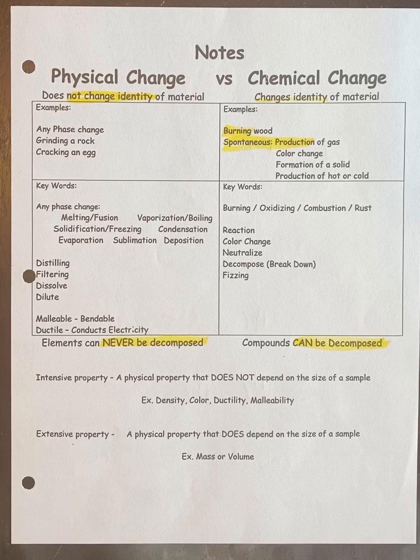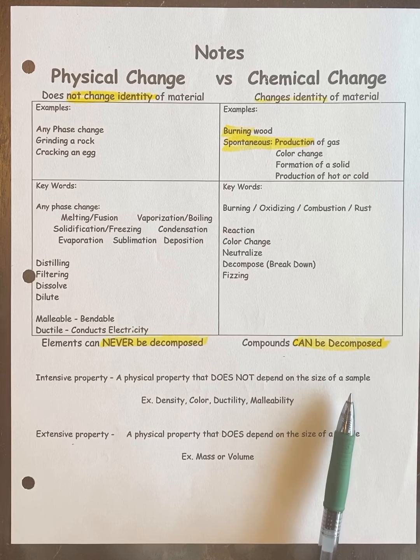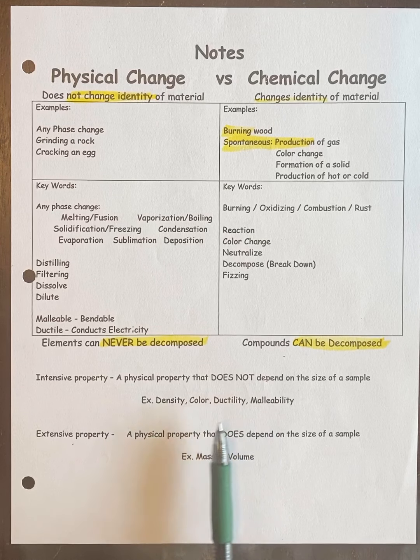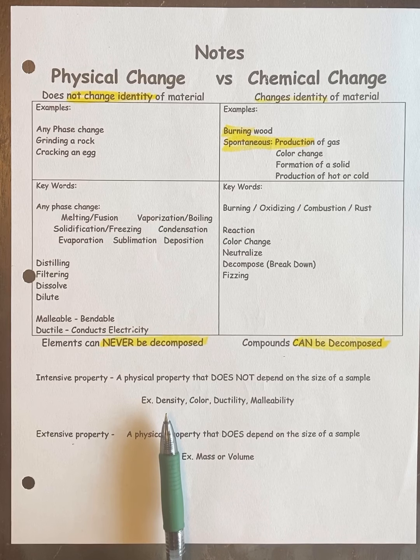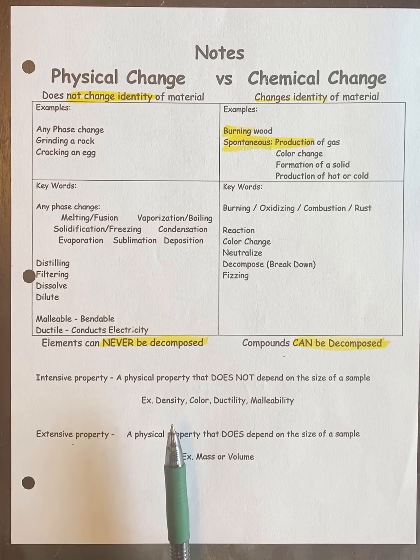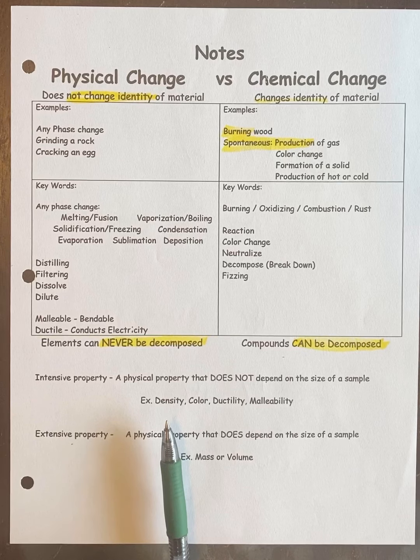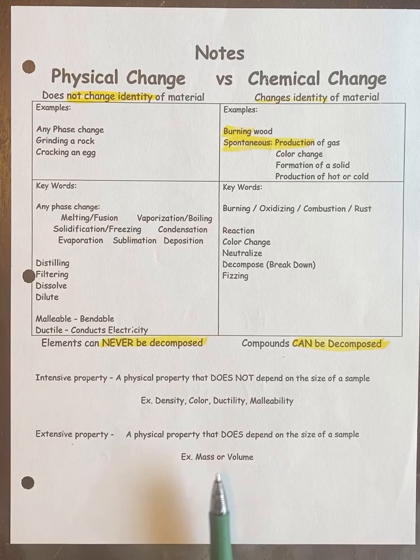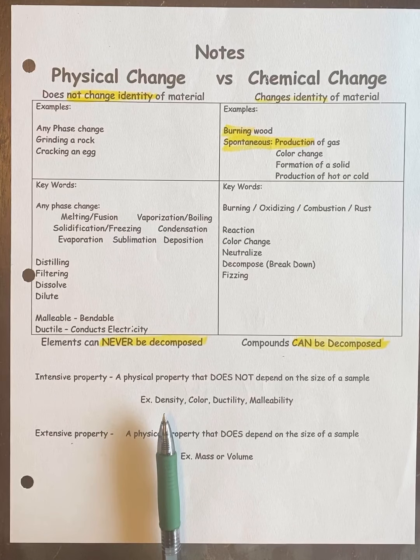So, intensive versus extensive properties. Intensive properties are physical properties that do not depend on the size of the sample. For example, density, color, ductility, or malleability. What that means is if I have a little cube of metal, like we use in some of our labs, the density for that cube would be the same whether I had a little tiny cube or a really big cube of the same material. The size, mass, and volume will be different, but when I calculate density specifically, I'll get the same density.